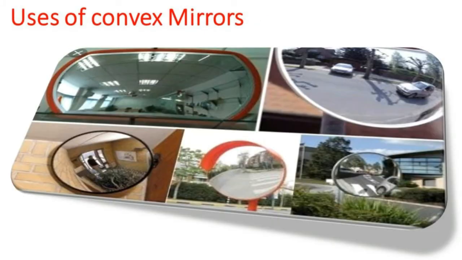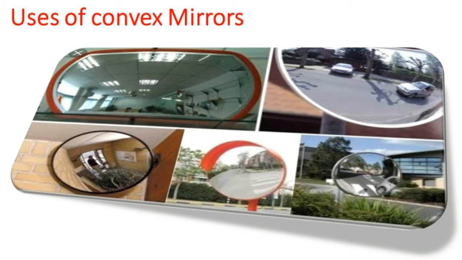Uses of convex mirrors. Convex mirrors are used as rear view mirrors in vehicles. It always forms a virtual, erect, small sized image of the object. As vehicles approach the driver from behind, the size of the image increases. When the vehicles are moving away from the driver, the image size decreases. A convex mirror provides a much wider field of view. It is the observable area as seen through the eye or any optical device such as a mirror, compared to a plane mirror.